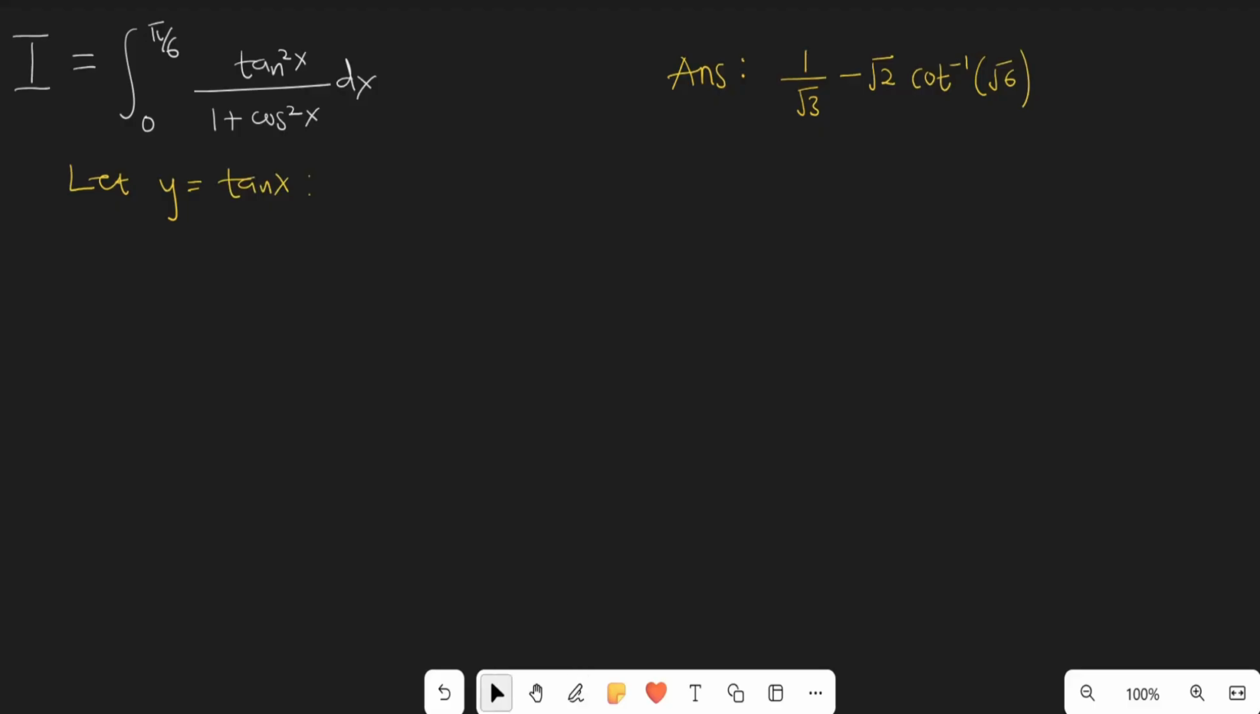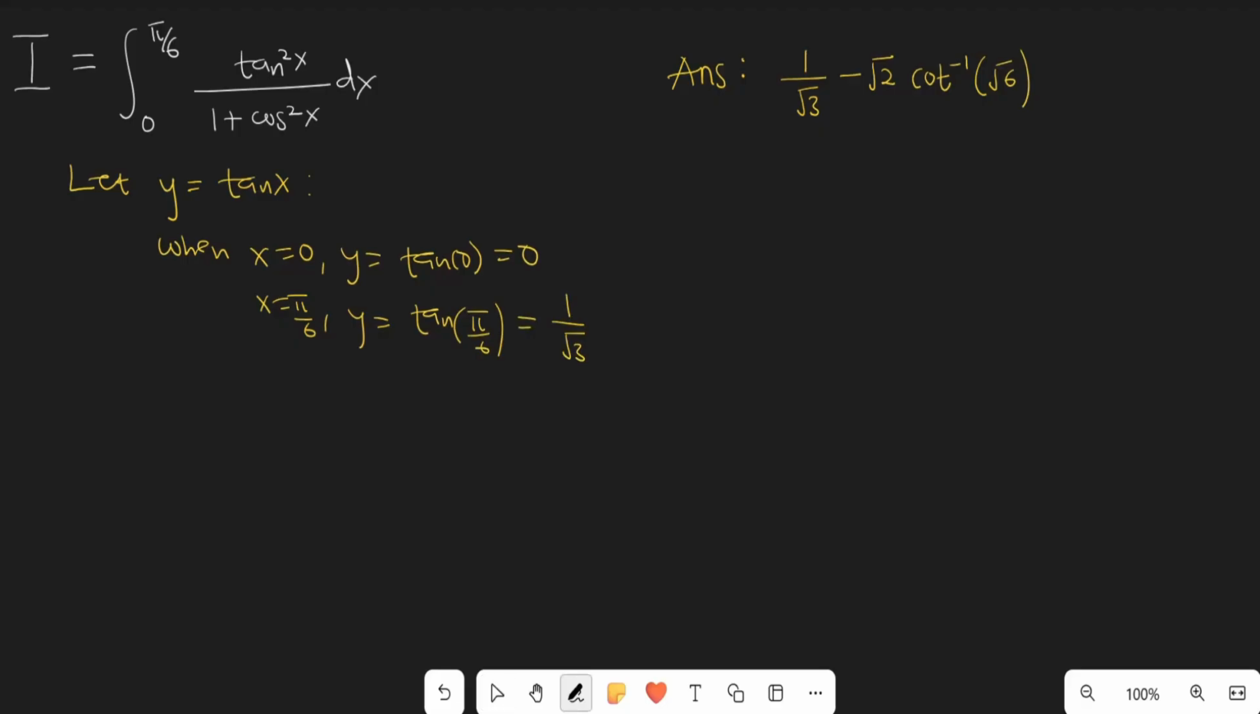So now let's find the change in limits. When x is equal to 0, the lower limit, y is going to be equal to the tan of 0. Tan of 0 is 0. And when x is equal to pi over 6, y is going to be equal to the tangent of pi over 6. Tan of pi over 6 is tan of 30, and that is equal to 1 over the square root of 3.